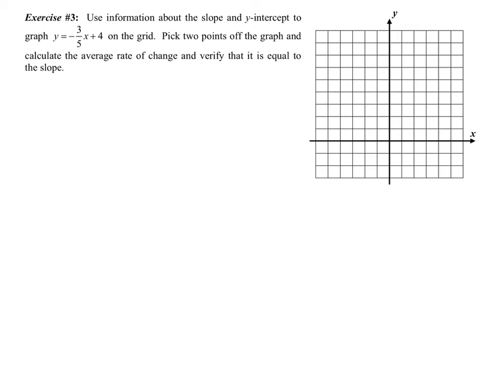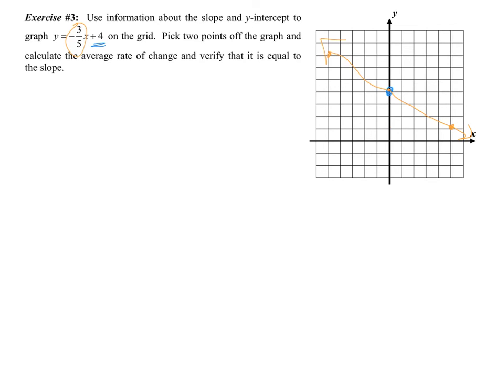Use information about the slope and y-intercept to graph this on the grid. Pick 2 points off the graph and calculate the average rate of change and verify that it's equal to the slope. So, let's look at our y-intercept. That's always your starting point. So you're going to start at positive 4 on the y-axis. Then we have a slope of negative 3 over 5. So from our starting point, we go down 3 over 5. And we can go backwards to up 3, left 5. Remember, when you are doing the slope, you always run to the right, but if you work backwards, that's when you go to the left.